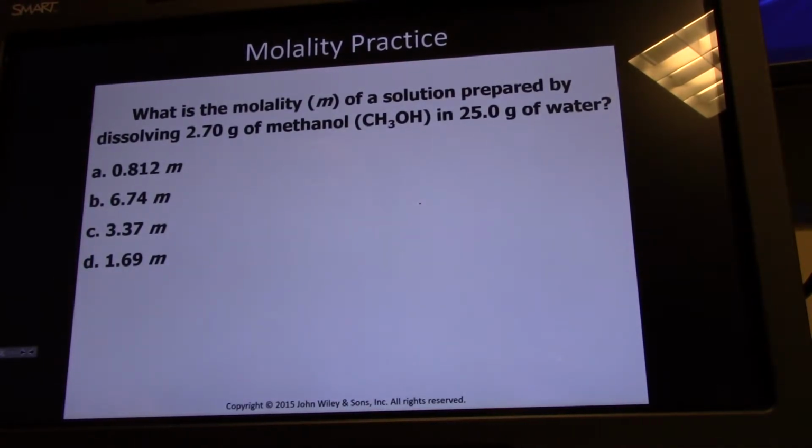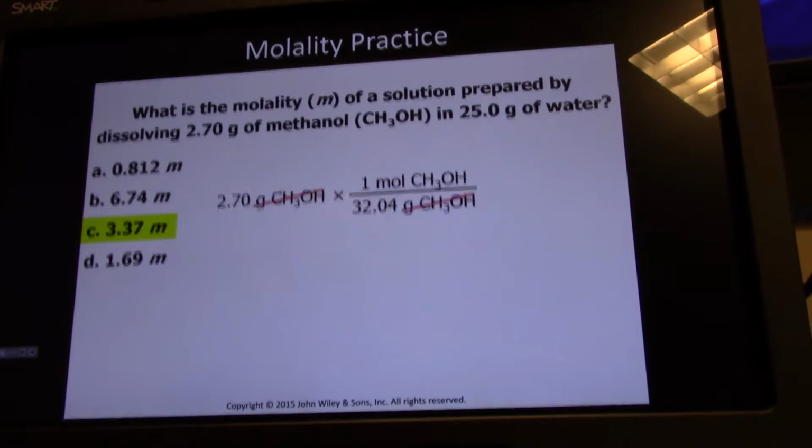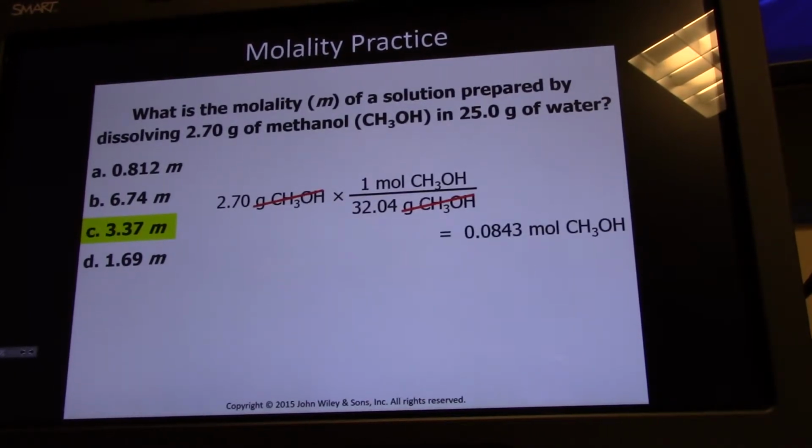What is the molality of a solution prepared by dissolving 2.7 grams of methanol in 25 grams of water? Well, first we convert grams of methanol into moles like we learned in chapter 7. And then we have to convert grams of water into kilograms for the molality equation because it's per kilogram of solvent. And we get 3.37 molal.